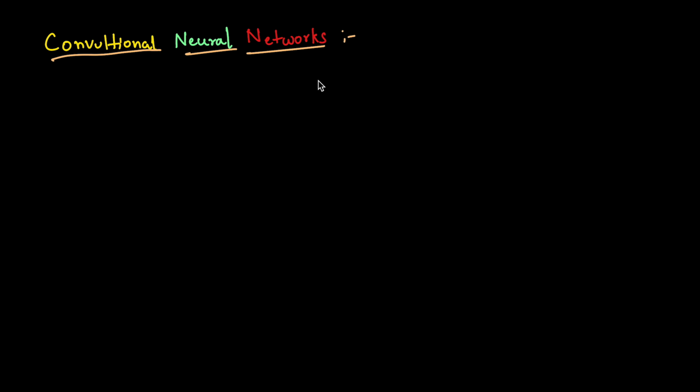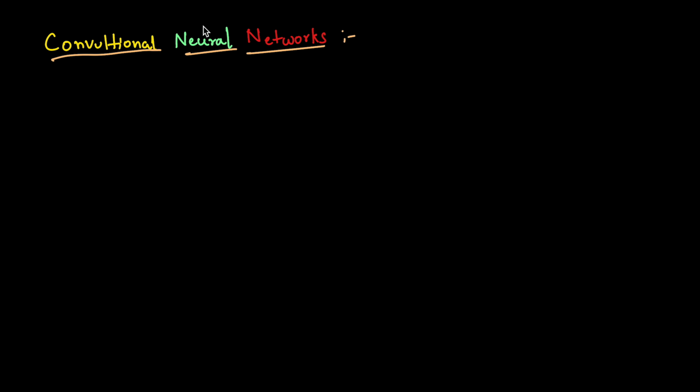Hello everyone. In the last video, we have already seen how CNN works better in case of images when compared to ANNs. Now let's try to understand how scientists came up with the idea of this particular convolutional neural network.